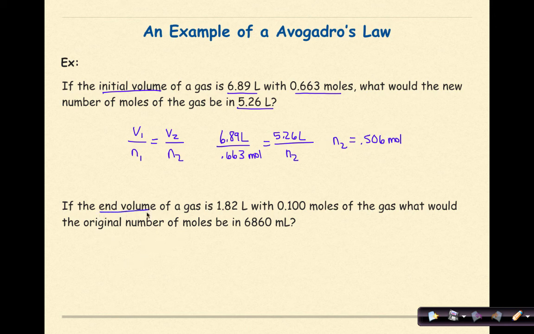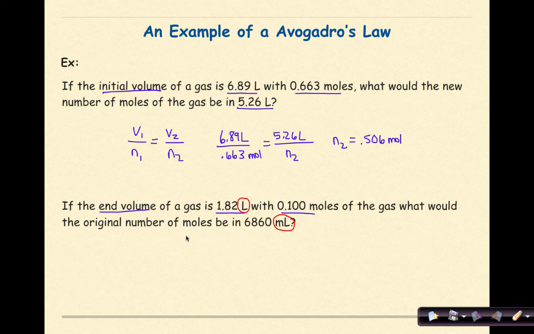If the end volume of a gas is 1.82 liters with 0.1 moles of the gas, what would the original number of moles be in 6,860 milliliters? Now we have to be really careful here because we know our units of volume must be the same. So either I have to convert liters into milliliters or milliliters into liters. And I believe I will be converting everything into liters.